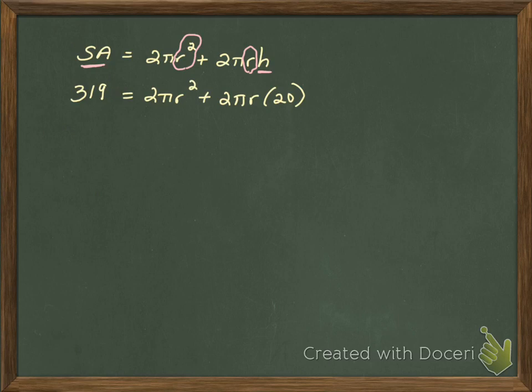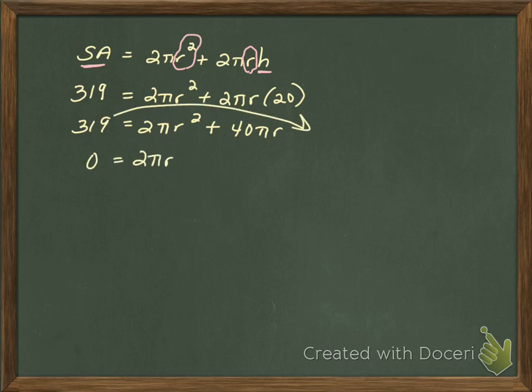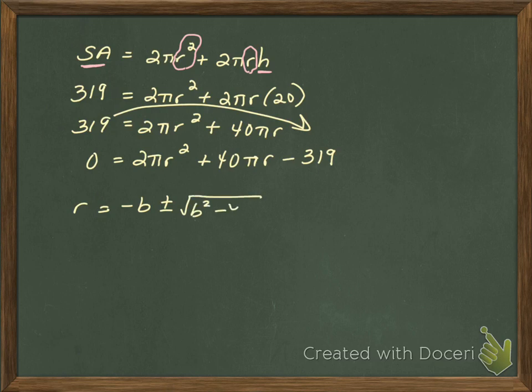Okay, so we'll do one step at a time. On the right-hand side, we'll just distribute here 20 times 2, which will give us 40 pi r. And then we're just going to shift that 319 over to the right. So we have 2 pi r squared plus 40 pi r minus 319. Okay, so using the quadratic formula, we know that the value is given by the opposite of b plus or minus the square root of b squared minus 4ac all over 2a.